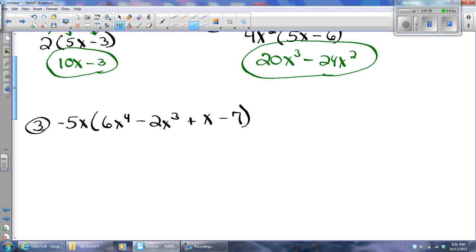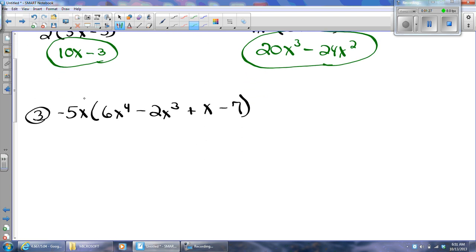All right, now we're going to distribute a negative 5x. So we're going to multiply here, we're going to multiply here, we're going to multiply here, and we're going to multiply here. Now, some of you like to draw the arrows, then you don't distribute. It doesn't make sense. The arrows are to remind you to distribute.